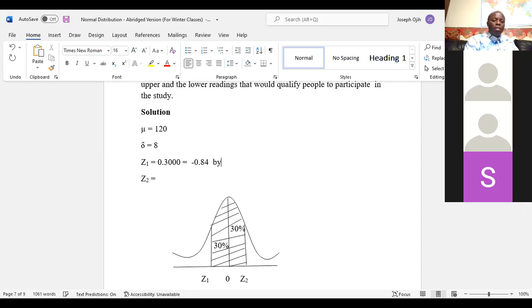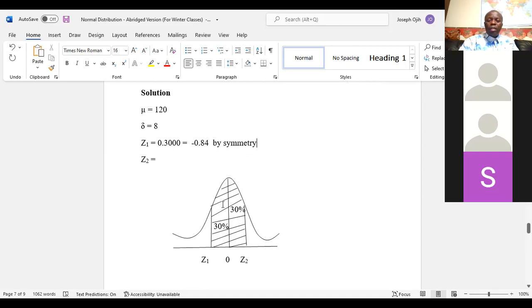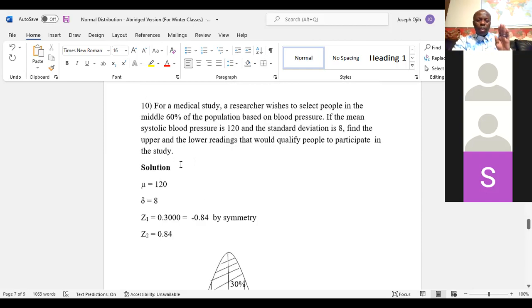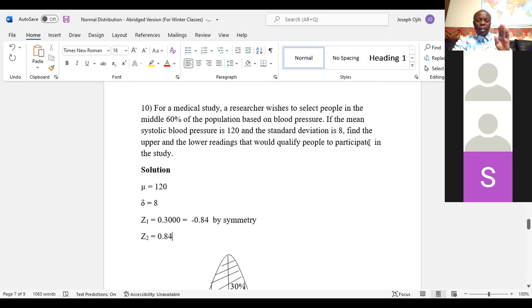Now, by symmetry, if you remember when I used normal distribution, I told you that it has a symmetric distribution. That means half of this is the other half. So Z2 will also be 0.84. Now, because it's on the right side, it's going to be a positive number. Now, we have information to calculate the upper and lower ends that will qualify people to participate in the study.